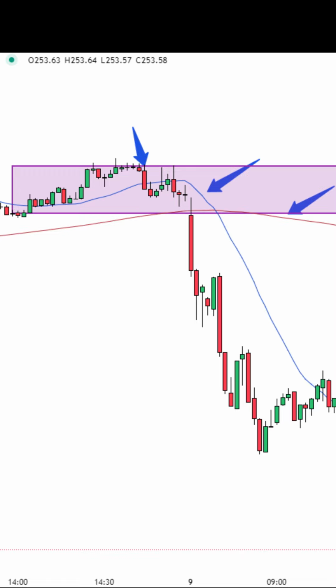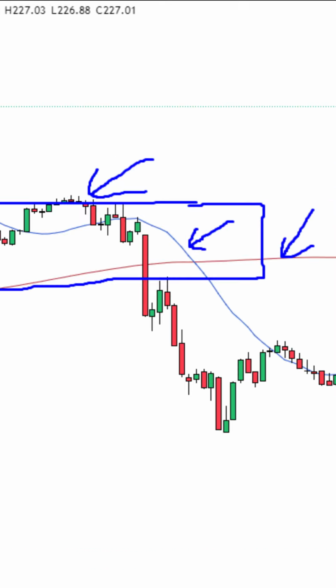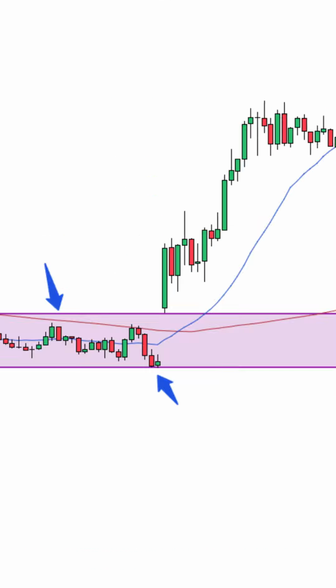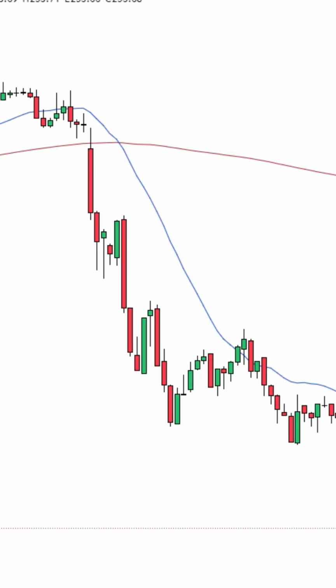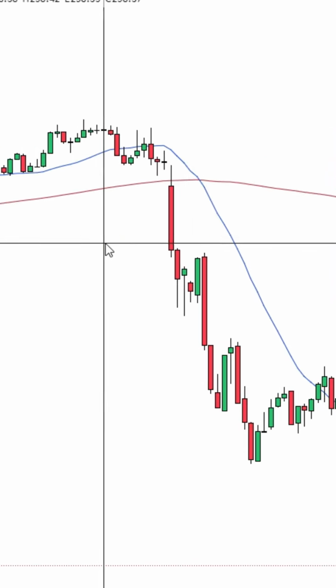Here I show you some examples. This is a narrow state in Apple, this is a narrow state in Amazon, and this is a narrow state in Nvidia. So after you have your narrow state stock, you will wait for the opening session of New York.